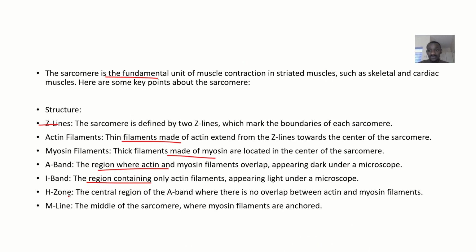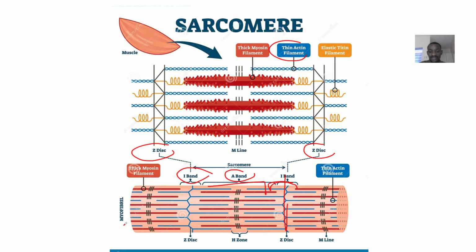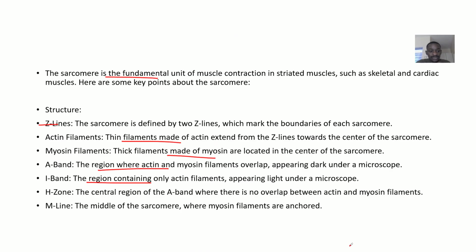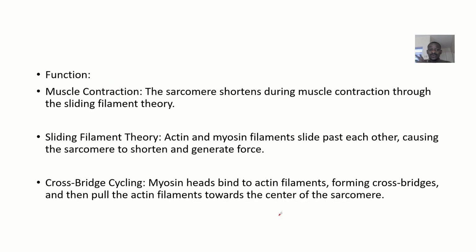How about the H zone and the M line? This is the H zone. This is the M line. The H zone is the central region of the A band where there is no overlapping between actin and myosin filaments. The M line is the middle of the sarcomere where myosin filaments are anchored. Now this is the tough part of the sarcomere. The rest will just be story.